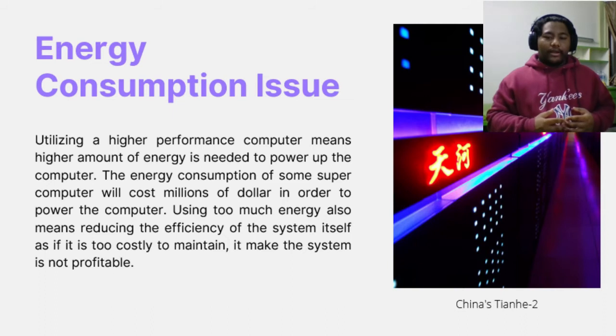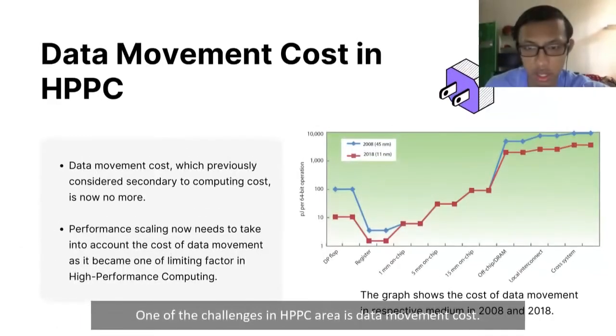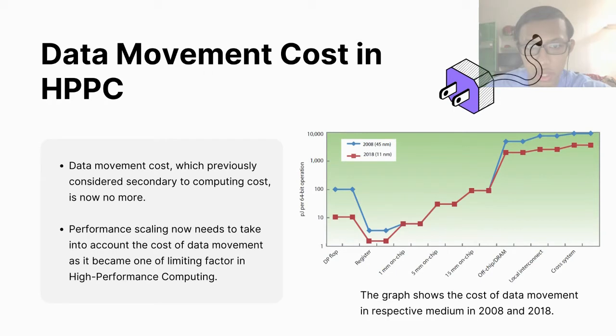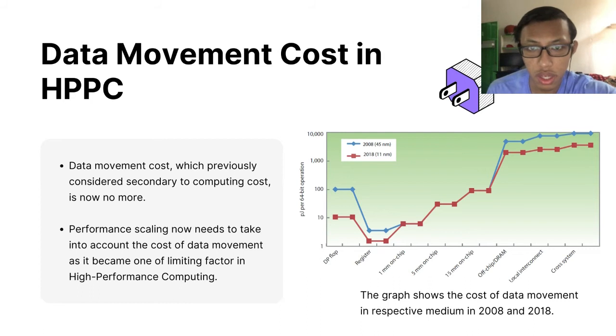We need to create a system that will use significantly lower energy to run compared to the current one. Challenges regarding HPC are, one, data movement cost. Koge in his research said that data movement is overtaking computation as the most dominant cost of a system, both in terms of dollars and in terms of energy consumption.